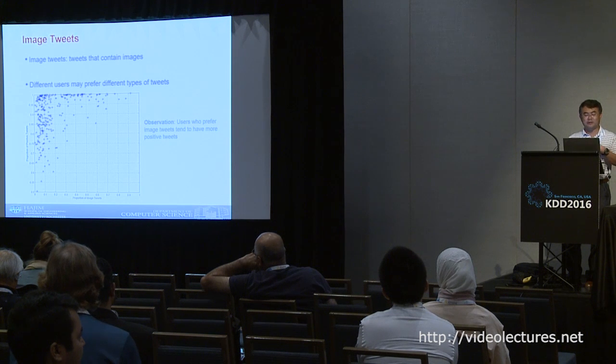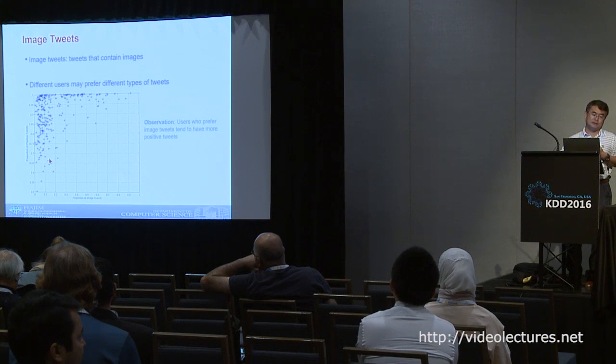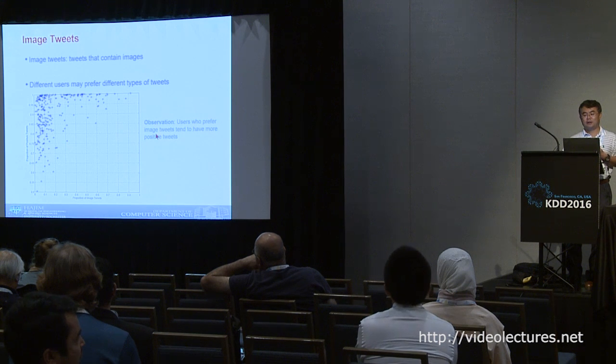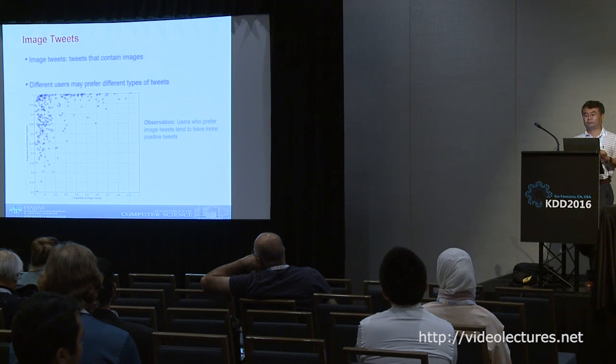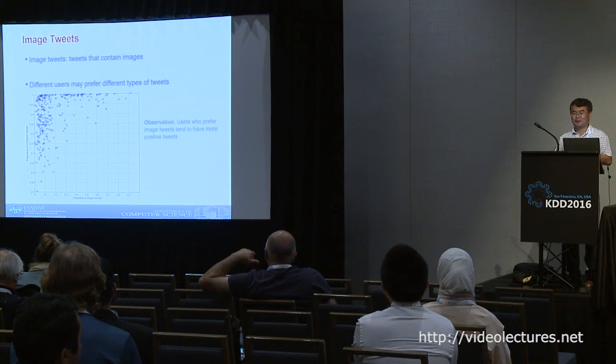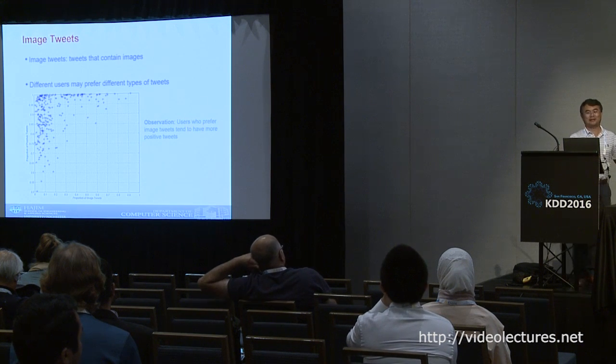But before we started, we actually did some statistics. We found out something very interesting. This plot essentially shows the proportion of image tweets, and this is the proportion of positive tweets. If you read this chart, what it essentially says is users who tweet a lot with images tend to spread positive sentiment. Again, I didn't make it up. It's what the data says.